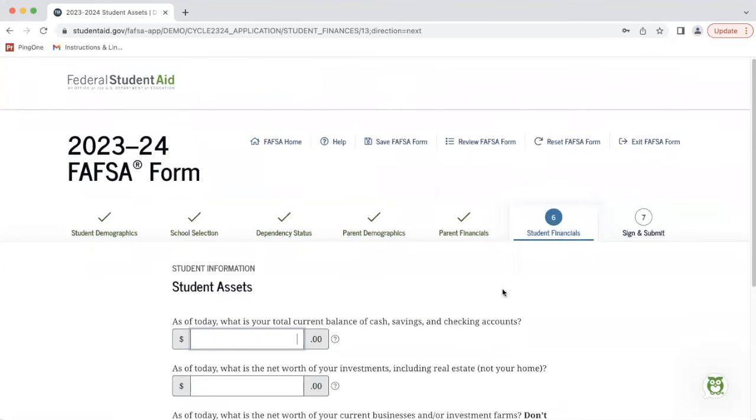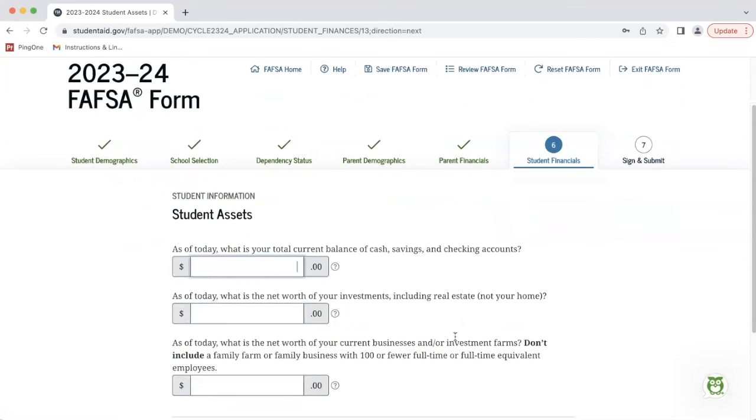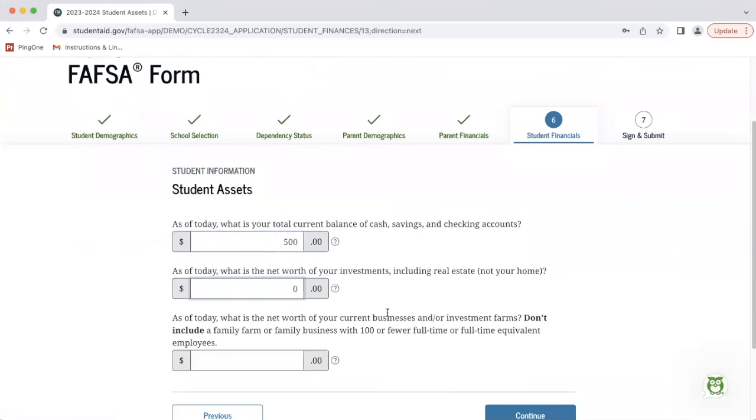Similar to the parent section earlier, the FAFSA wants to know about student assets as well. So these 3 questions are referring strictly to the student. As of today, what is your total current balance of cash savings and checking accounts? Let's just say it was $500. As of today, what is the net worth of your investments, including real estate, but not the home you live in? So if that doesn't apply to the student, we would put $0. And same thing here. If it doesn't apply to us, we can put 0.